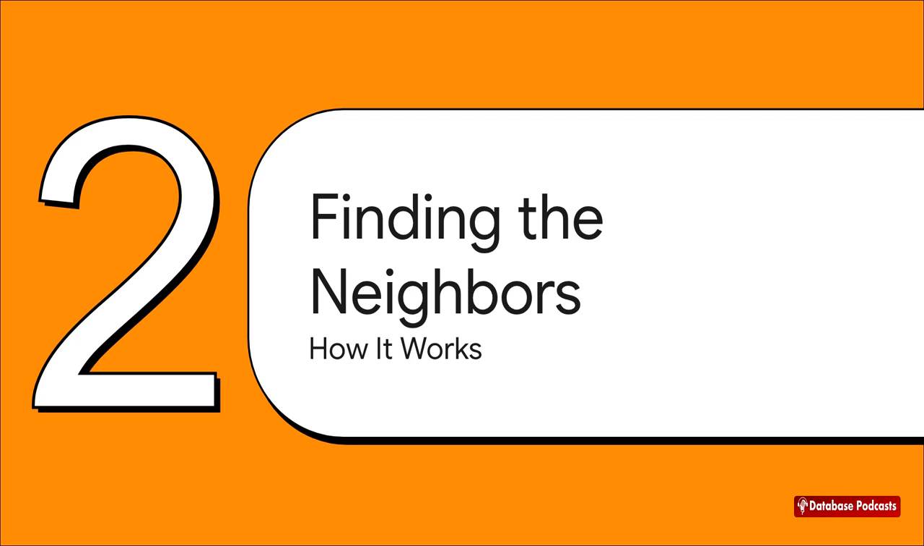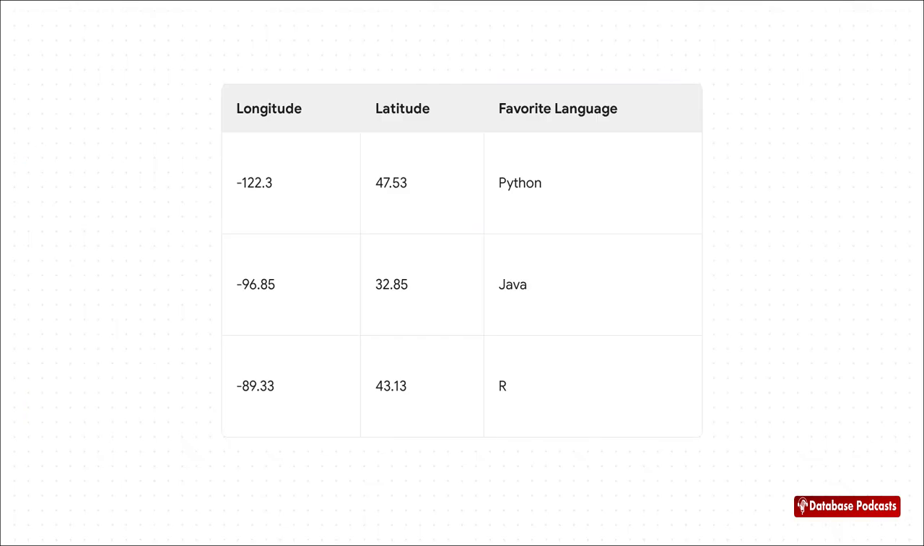Okay, that all sounds great on paper, but how does this really work when you've got a spreadsheet full of real data? How do we actually apply this idea of neighbors and voting in the real world? All right, let's make this concrete. Imagine we've got data on a bunch of programmers. For each one, we know their location, their longitude and latitude, and we also know their favorite programming language.